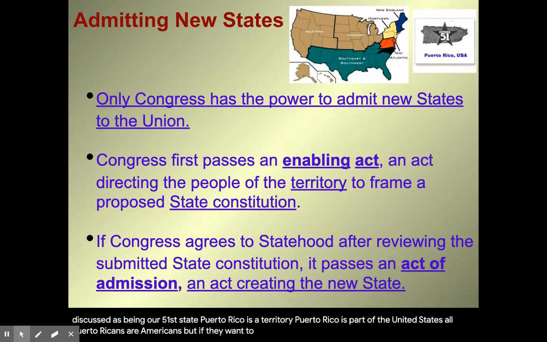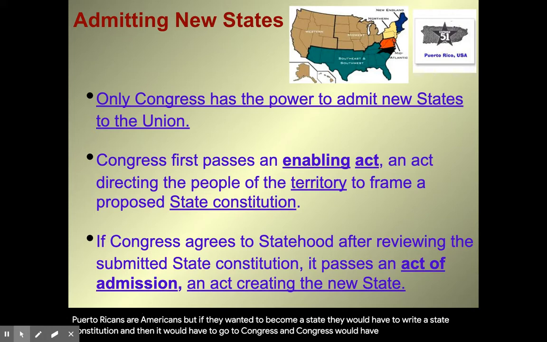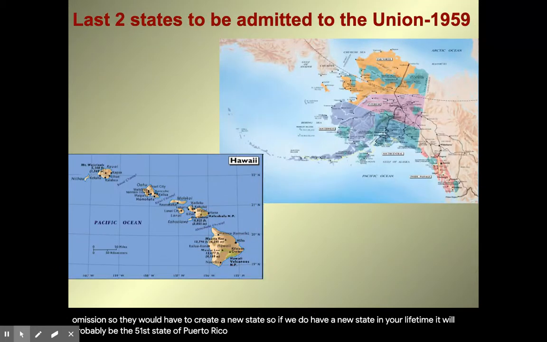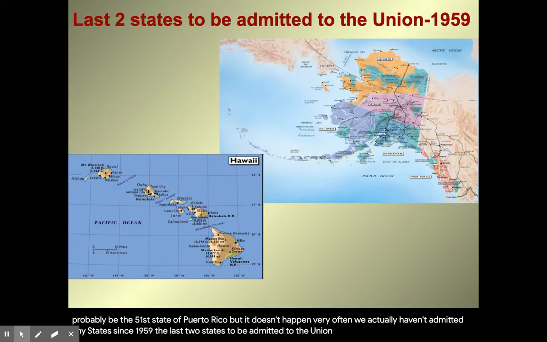But if they wanted to become a state, they would have to write a state constitution, and then it would have to go to Congress, and Congress would have to pass it as an act of admission. So they would have to create a new state. So if we do have a new state in your lifetime, it will probably be the 51st state of Puerto Rico. But it doesn't happen very often. We actually haven't admitted any states since 1959. The last two states to be admitted to the Union were Hawaii and Alaska.